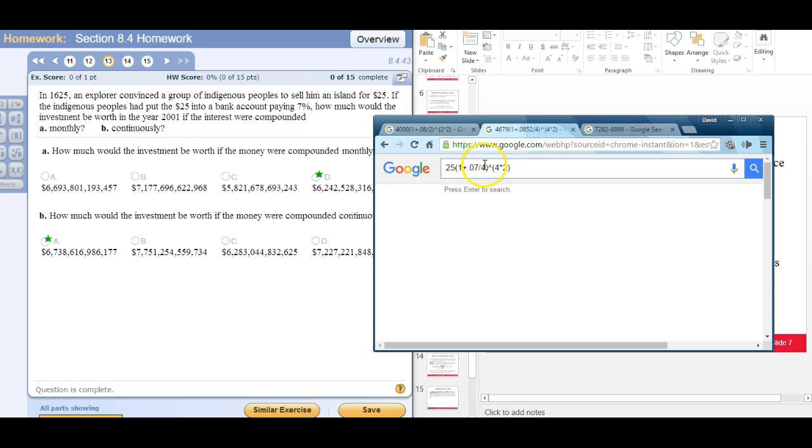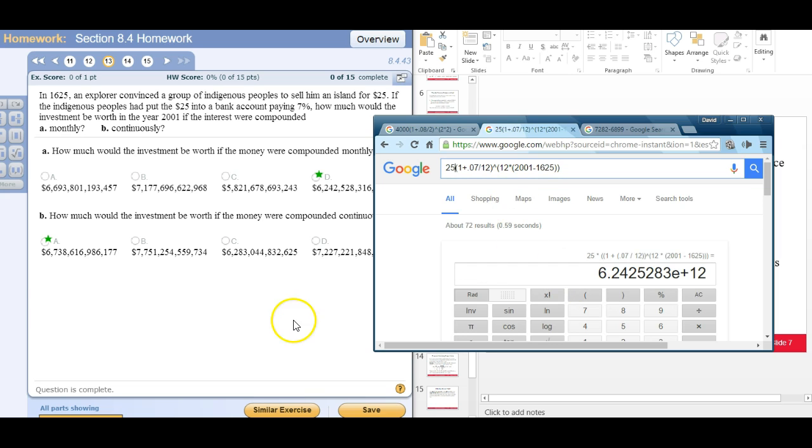Compounded monthly, so 12, and then 12 is the number of times it's compounded per year, times how many years they're doing it. So you'll need another parentheses here, or you can work this out ahead of time. 2001 minus 1625 is the number of years. You type all that in, and it gives us the answer in scientific notation because it's such a big number. But e to the 12th, that means that decimal point is 12 places to the right.